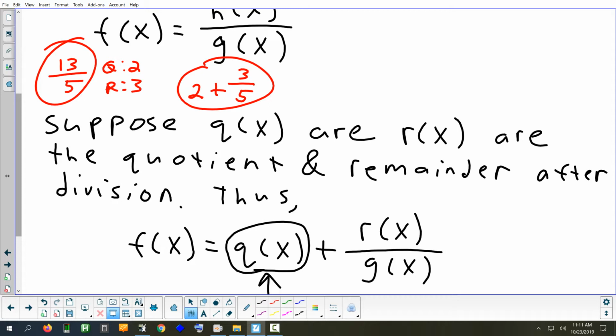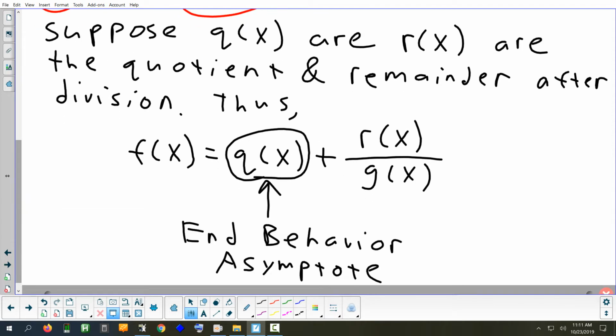The only part that you really care about when you're doing the EBA is the quotient. We don't care about the remainder part. So basically, the EBA is the quotient when you do long division. That's all. Any question on that idea?